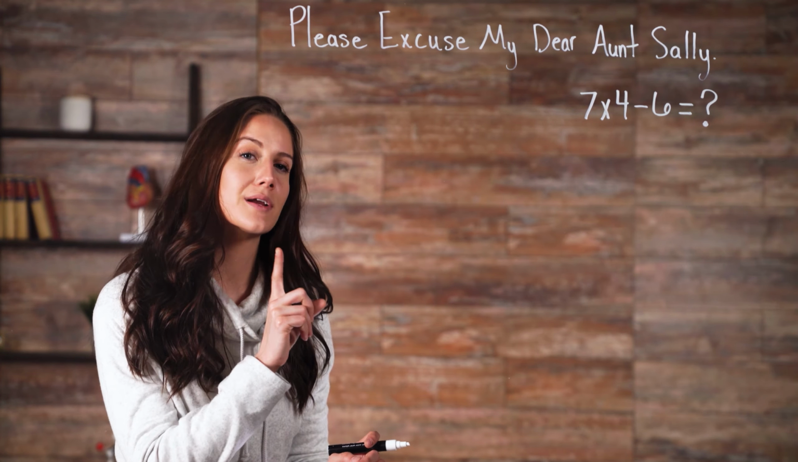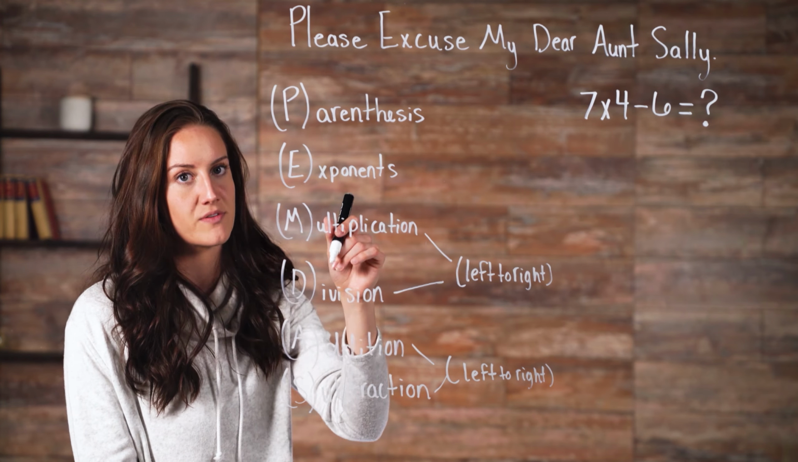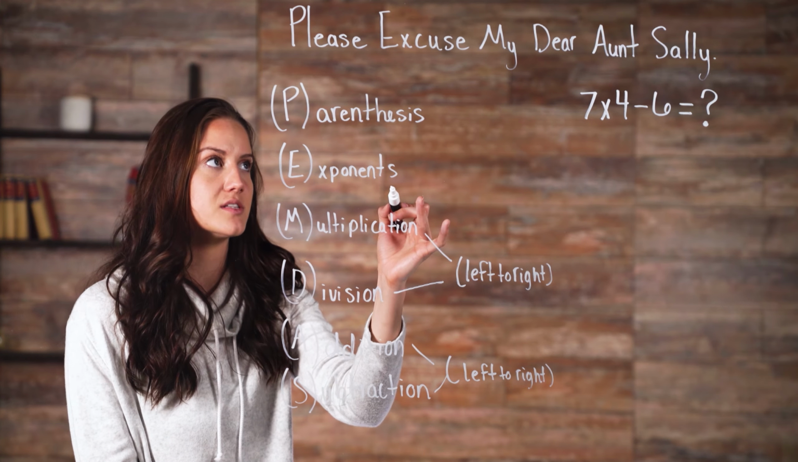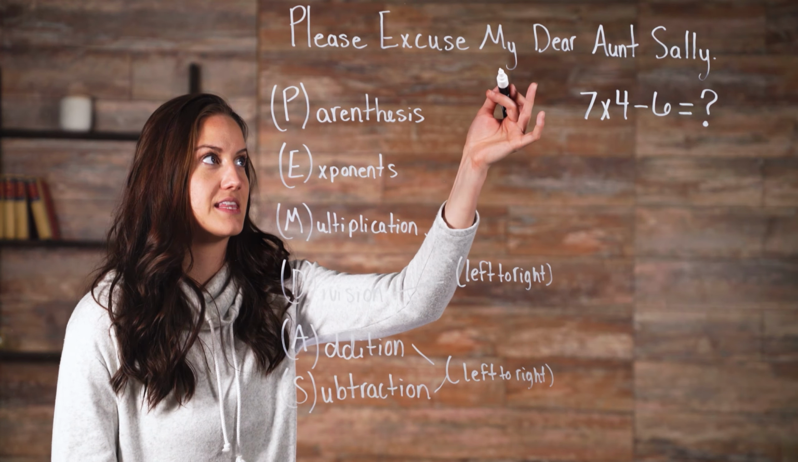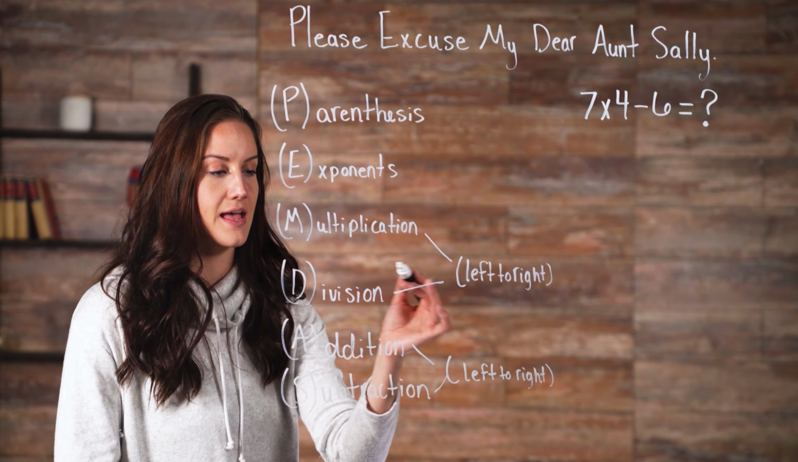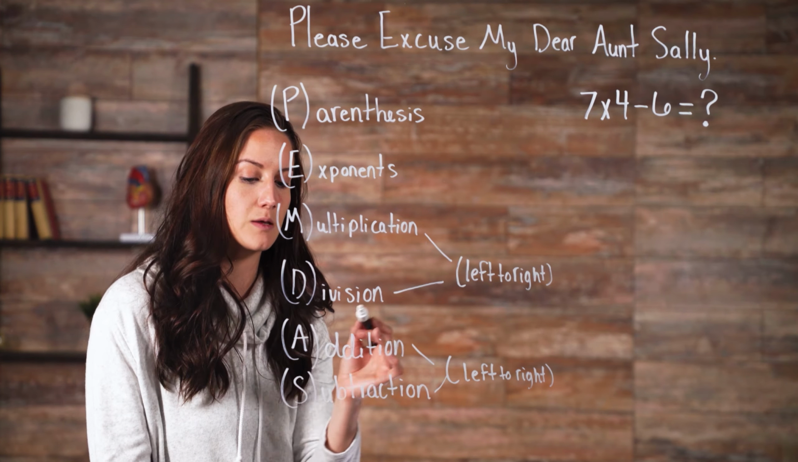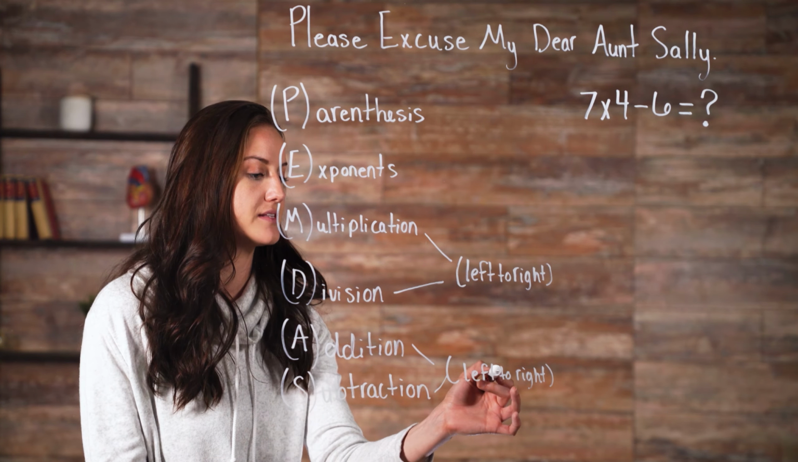So first is please, which stands for parentheses. So we solve everything inside of the parentheses first. Then E, excuse, which is for exponents. We solve that after we solve everything in a parentheses. Multiplication, which is the my, and this happens from left to right. And then division, which is the dear, which also happens left to right. And then we have addition and subtraction, which also happens from left to right. And this is Aunt and Sally.